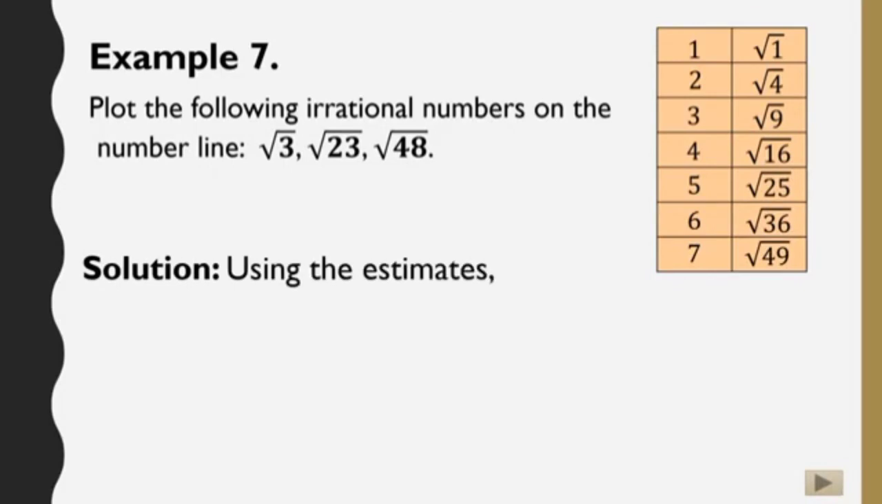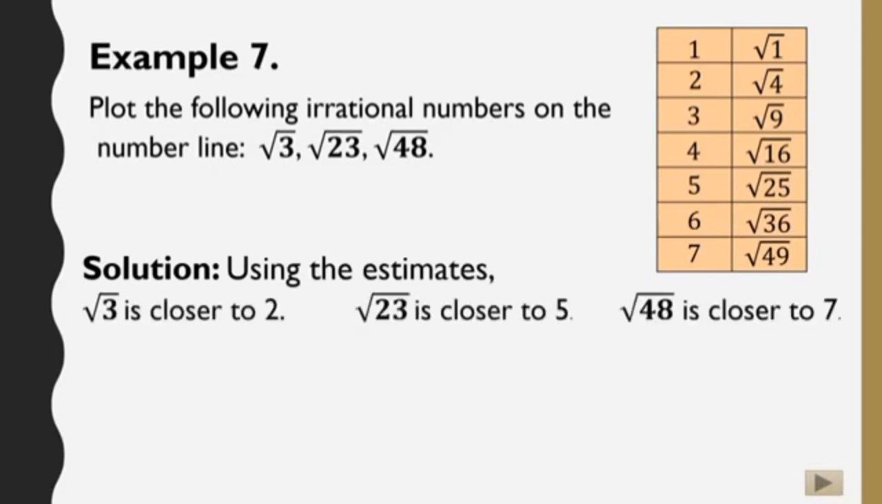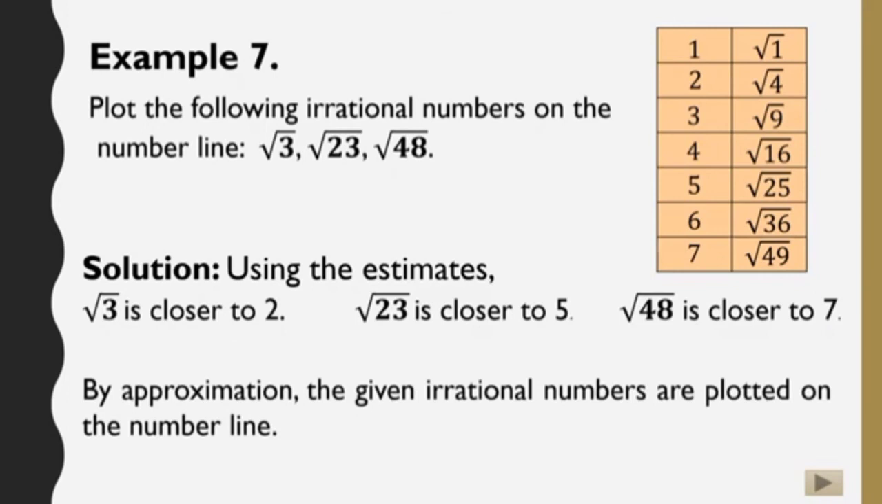Okay, so for the solution, using the estimates, square root of 3 is closer to 2. Tama naman. Ang square root of 3 ay malapit sa 2. Square root of 23 is closer to 5. Bakit? Dahil ang 5 times 5 is 25. So, malapit ang 23 sa 25. Next, square root of 48 is closer to 7. Dahil ang 48 ay malapit sa 49. By approximation, the given irrational numbers are plotted on the number line.